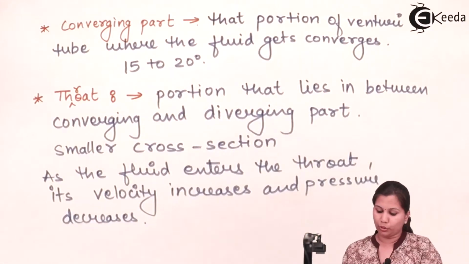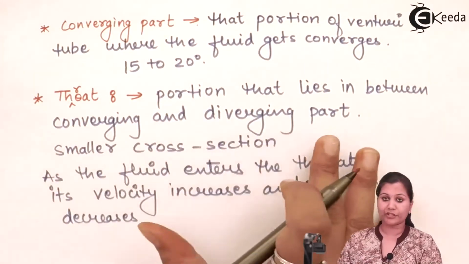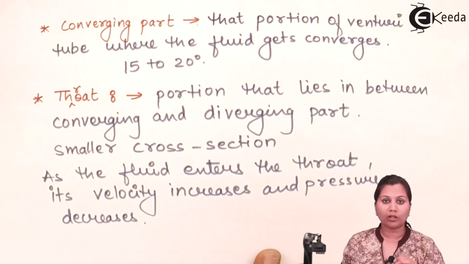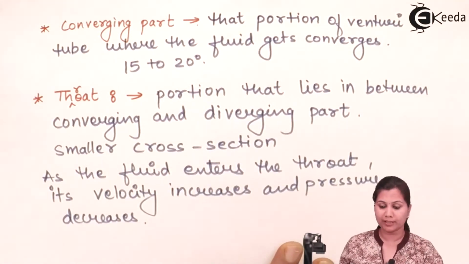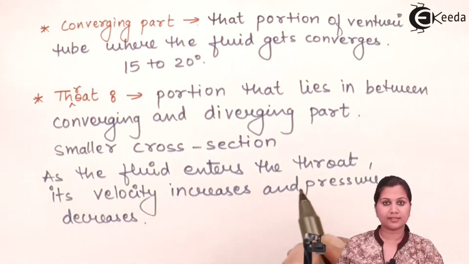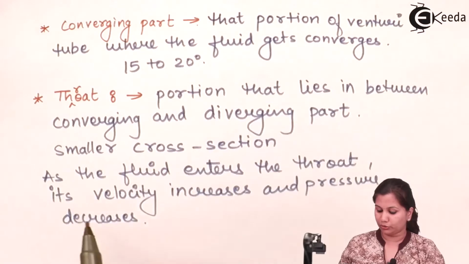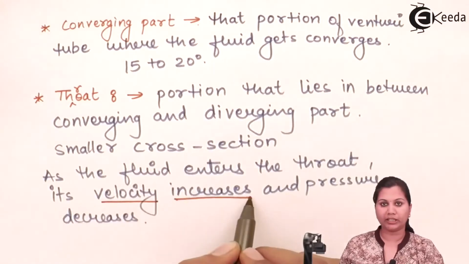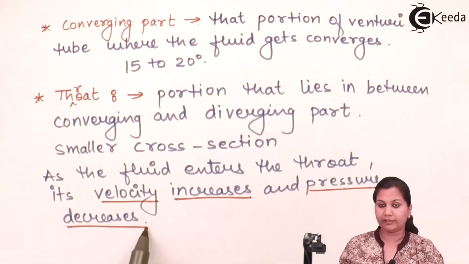So the throat is the middle portion which lies between the converging and diverging parts, and it has a smaller cross section than the converging and the diverging parts. Now when the fluid enters this throat, because it has a very small cross section, the velocity of the fluid increases, and as the velocity increases, the pressure decreases.